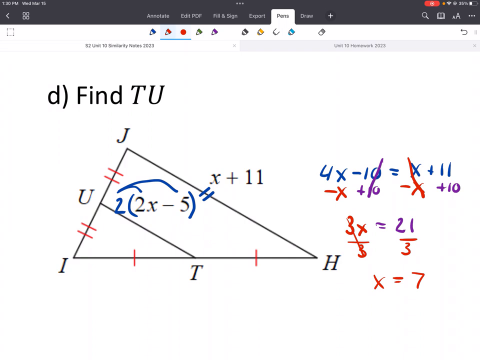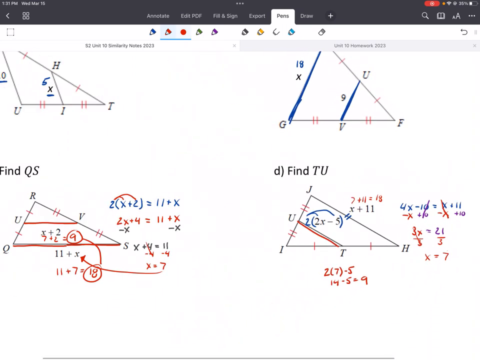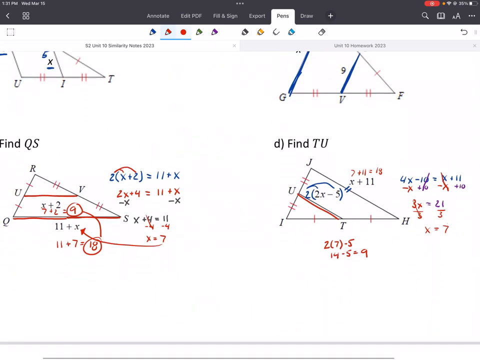And they want us to know, what is TU? Well, that's the smaller triangle. So we would do 2 times 7 minus 5. So 14 minus 5 is 9. And again, it's not difficult to plug it in here as well. We would get 7 plus 11 gives us 18. And again, it doubles. Again, it's not always going to be 9 and 18, but there you go.